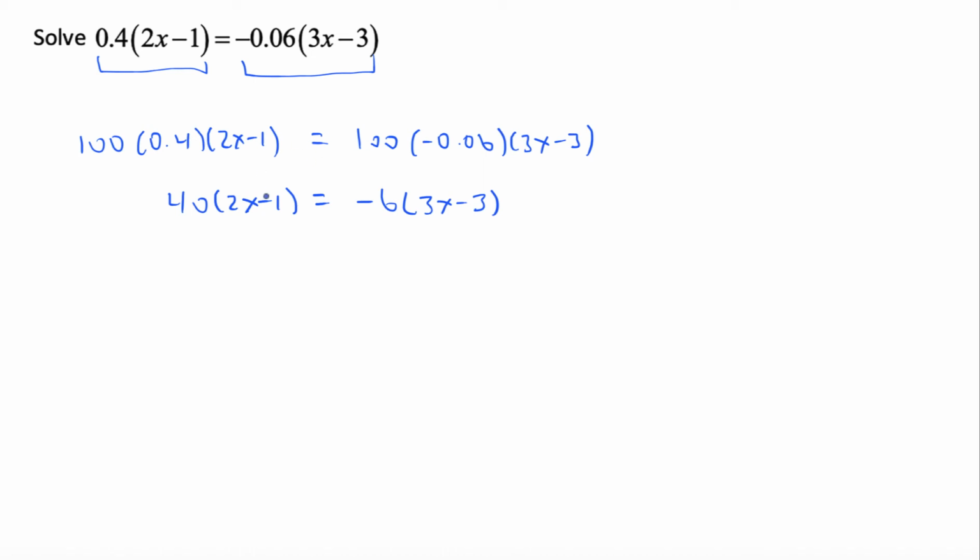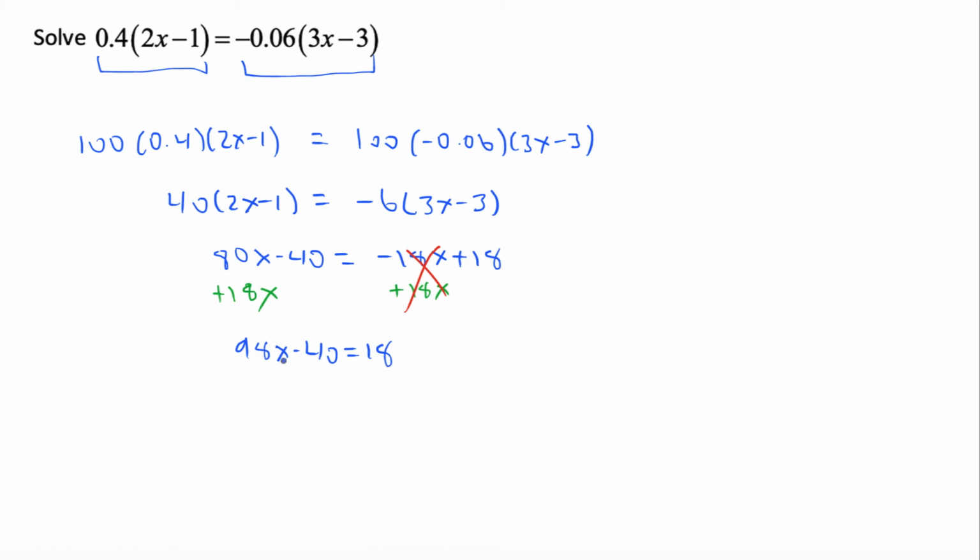Now we should be able to solve this as we normally do. So we'll distribute through the 40 here. So we get 80x minus 40. And on the right side, we get negative 18x plus 18. What should be the next step here? We want to combine like terms. Now we do have the equals, so we have to move terms from one side to the other. Here I'll add the 18x on both sides. So the 18x will cancel out. We end up with 98x minus 40 equals 18.